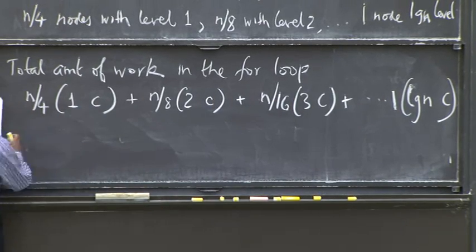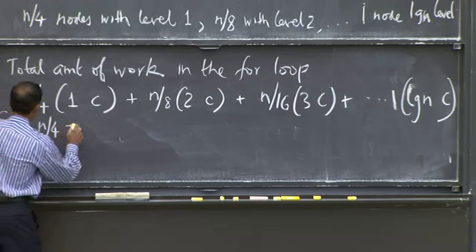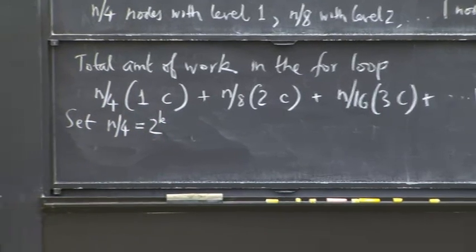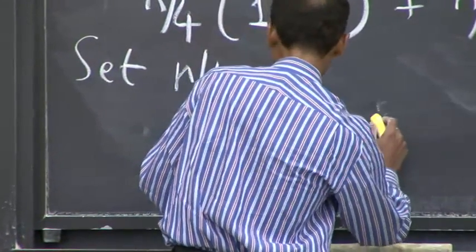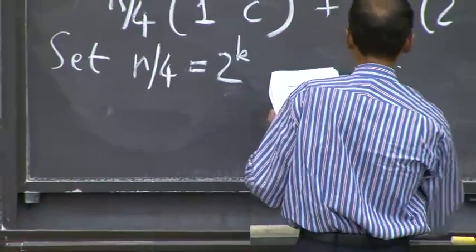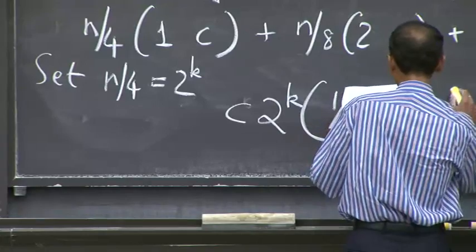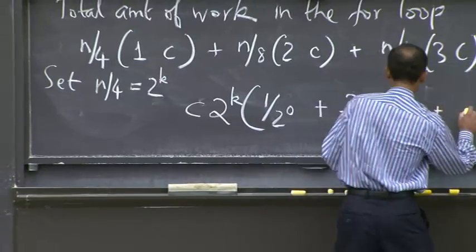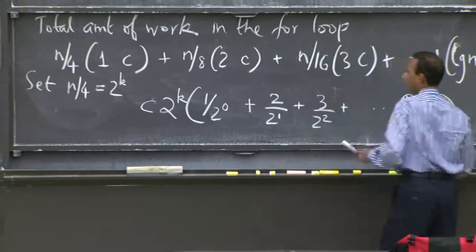Now, just to make this a little easier to look at and reason about, I'm going to set n over 4 to 2 raised to k. And I'm going to simplify, pulling out certain things, and this is going to translate to c times 2 raised to k times 1 divided by 2 raised to 0, 2 divided by 2 raised to 1, 3 divided by 2 raised to 2, etc., up to k plus 1 divided by 2 raised to k.